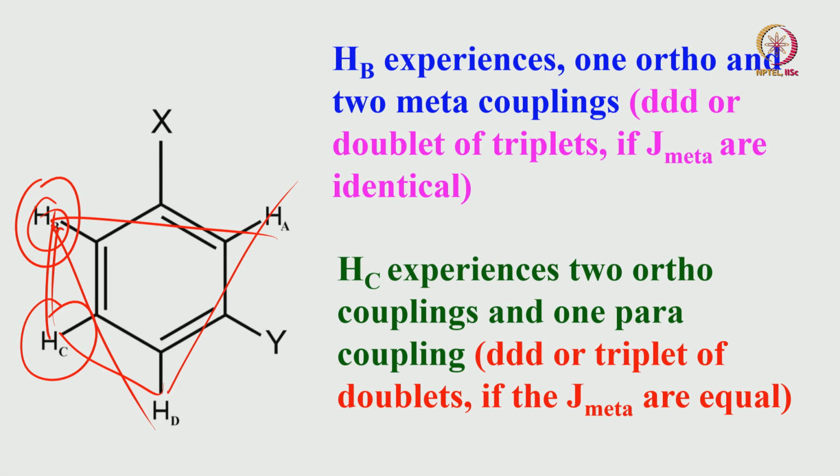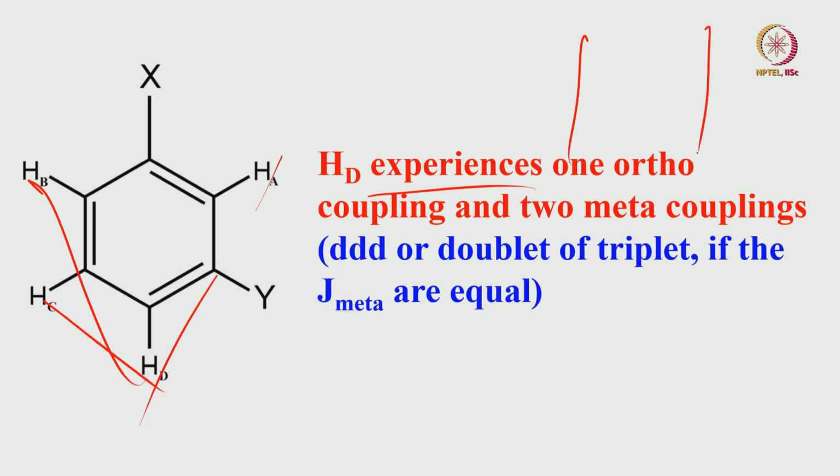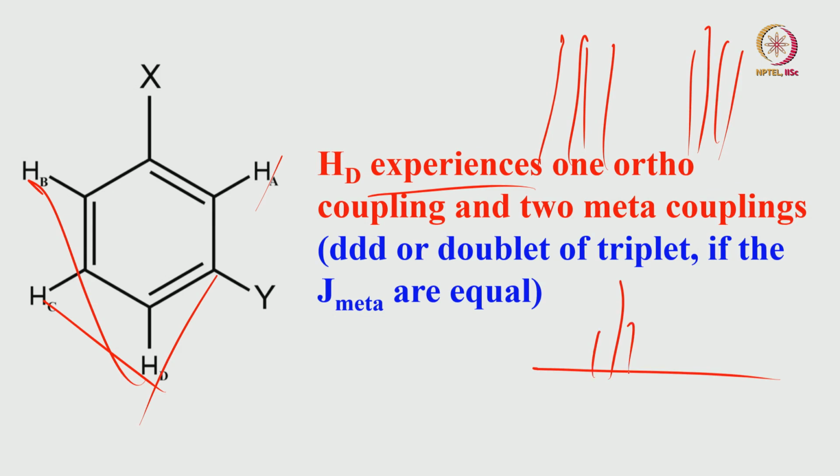Again, if the ortho couplings are accidentally equal, it is going to be a triplet, and then para coupling makes it a doublet, triplet of doublets. So these are the things which you should know, how when a phenyl group is present in a molecule, depending upon the type of substitution, you can have different patterns. For example, if you look at HD, again all are chemically inequivalent. HD is experiencing 1 ortho coupling and 2 meta couplings. Again, it has to be a large doublet because of ortho, and each line is going to be a 4-line pattern depending upon if the 2 meta couplings are equal or not, otherwise it is going to be a doublet of triplets like this. That is the pattern you are going to get.